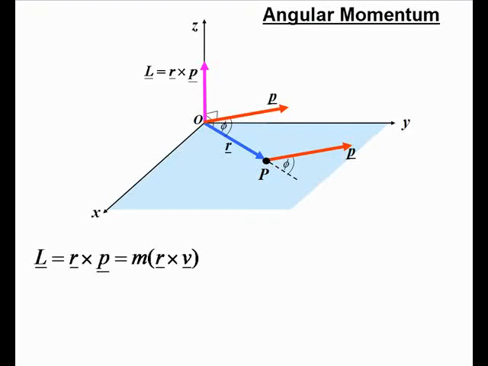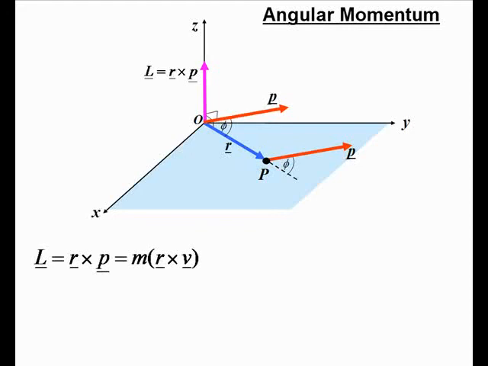equal to the cross product or vector product of the position vector r and the momentum vector p, which in turn is just equal to the mass of the particle times the cross product of the position vector and the velocity vector of the particle.